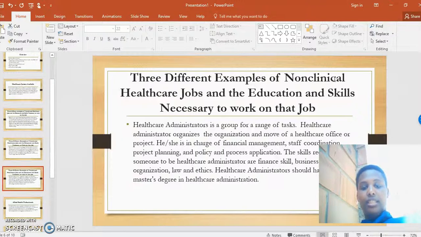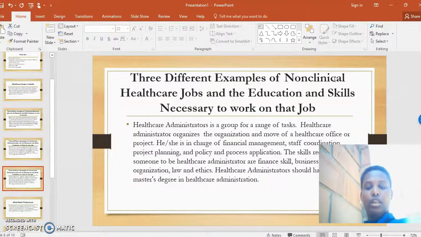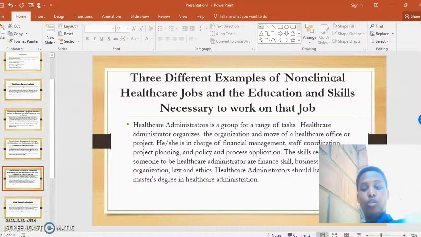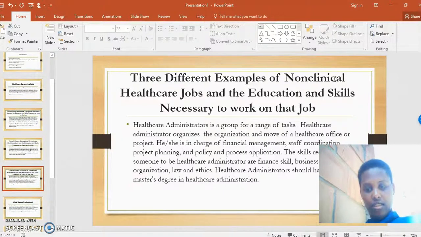Moving to the skills that those people are required to have in order to perform well in their tasks. The skills needed to be a health administrator are financial skills, business organization, law and ethics. Those are the skills that person should have in order to perform well or to achieve their goal in that industry.